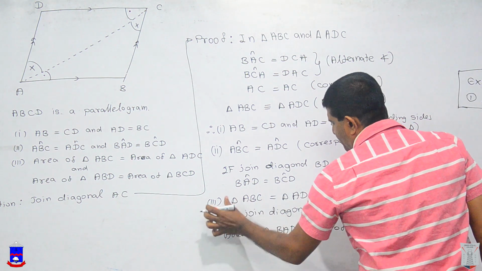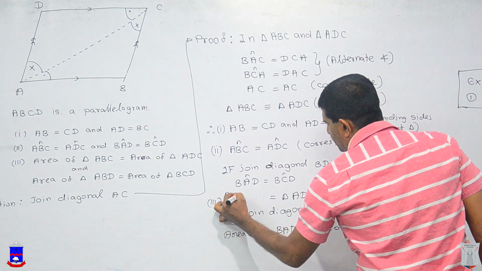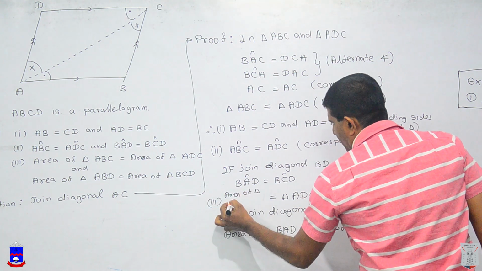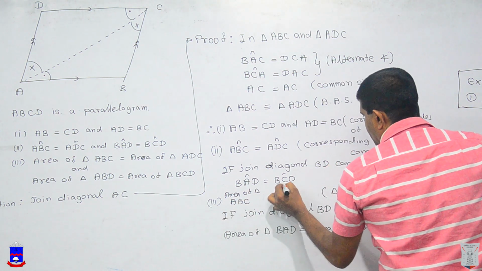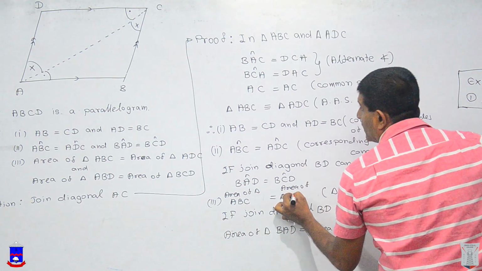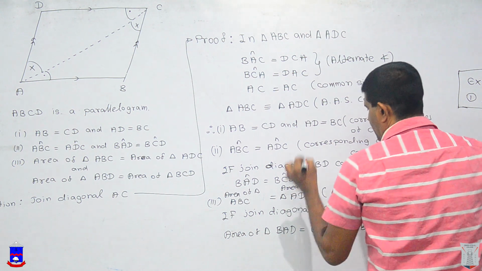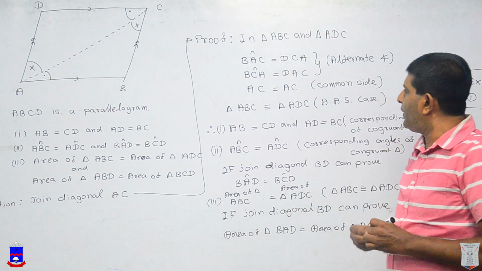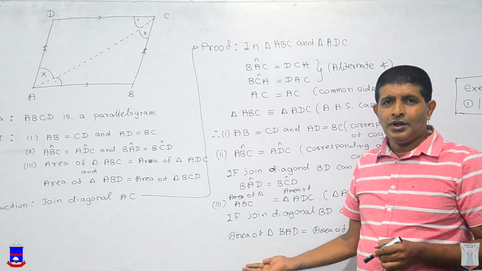In here also it's better you write area of triangle ABC. Okay. Now we are finishing the common proof of that theorem.